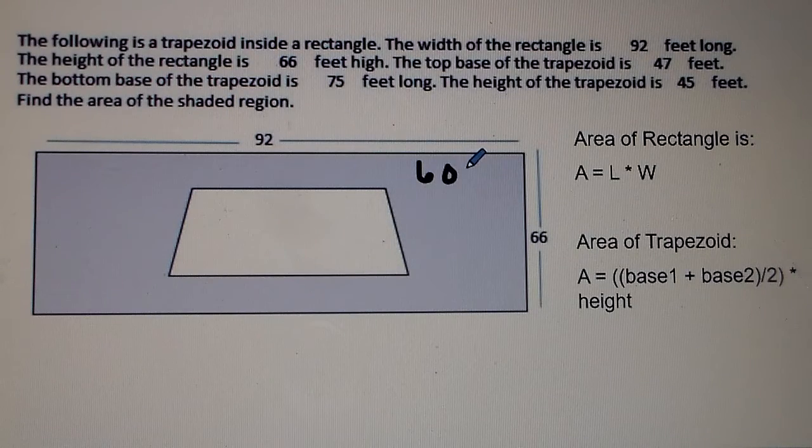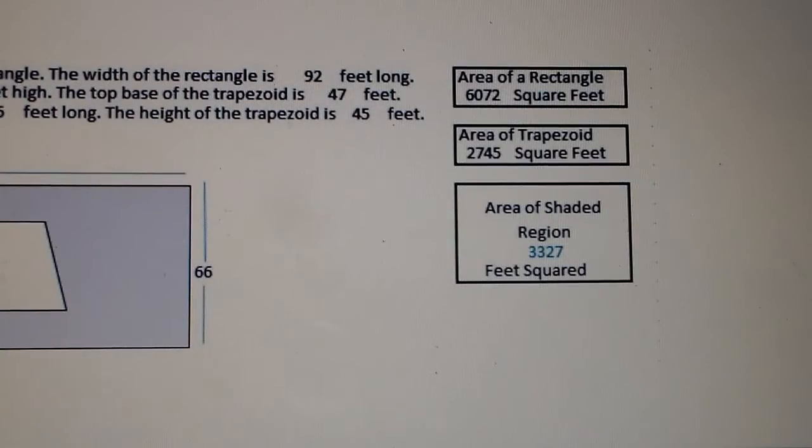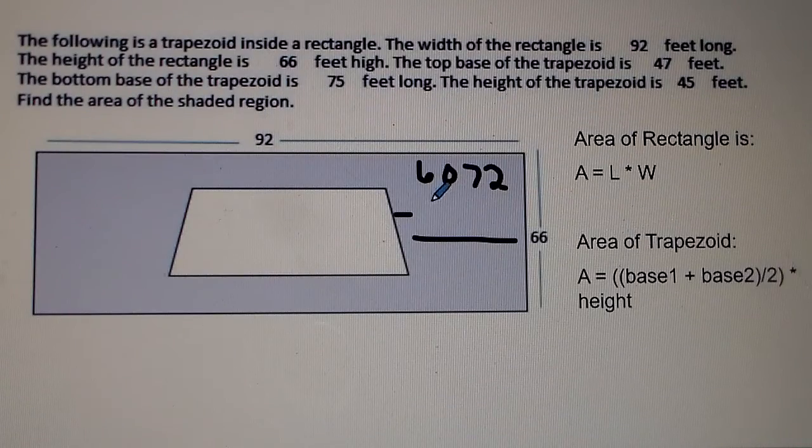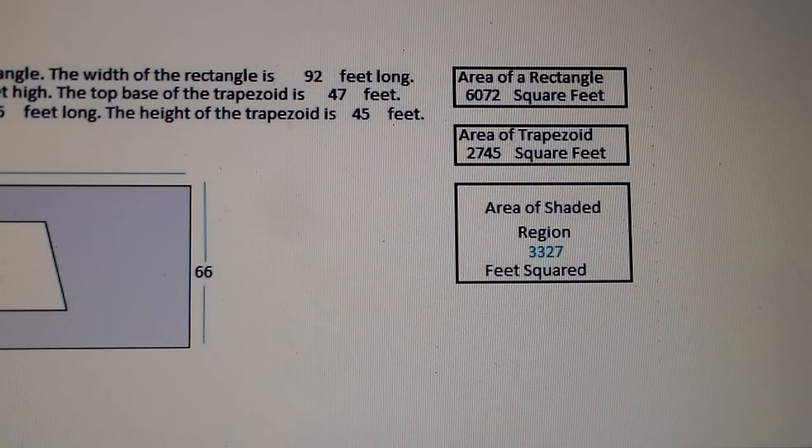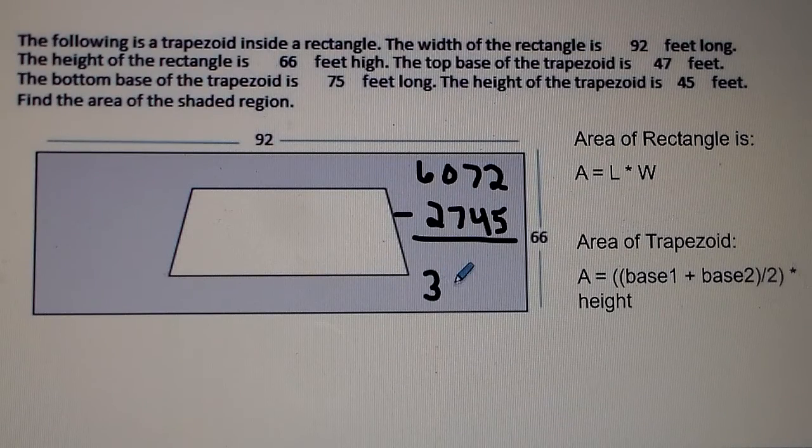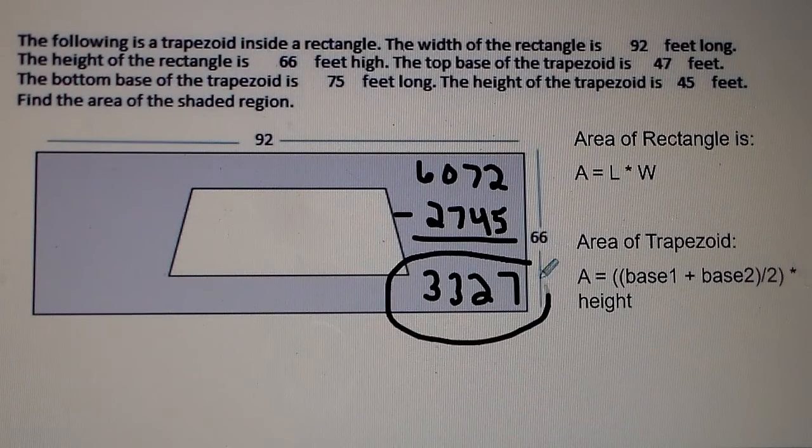So 6,072 is the area of the rectangle. We're going to then subtract the trapezoid. Base 1 and base 2, we get that information from here. The top base of the trapezoid is 47. The bottom base of the trapezoid is 75. So 47 plus 75 divided by 2 times the height of 45 is going to get us 2,745, the area of the trapezoid. The area of the rectangle minus the area of the trapezoid will get us the answer we're looking for, the area of the shaded region, which is 3,327. And that's our answer right there.